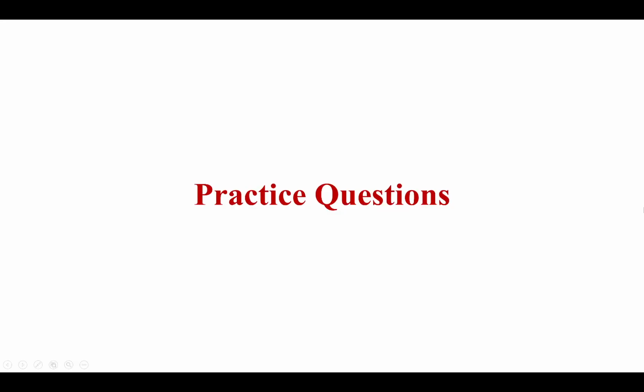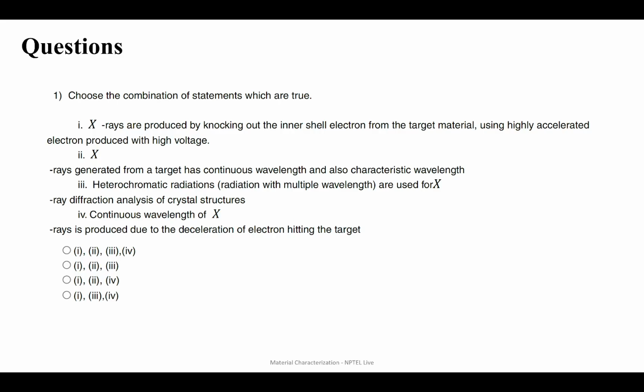So now I will show you some practice questions. Choose the combination of statements which are true. X-rays are produced by knocking out the inner shell electron from the target material using highly accelerated electrons produced with high voltage. X-rays generated from a target have continuous wavelength and also characteristic wavelengths. Heterochromatic radiation, radiation with multiple wavelengths, is used for X-ray diffraction analysis of crystal structures.